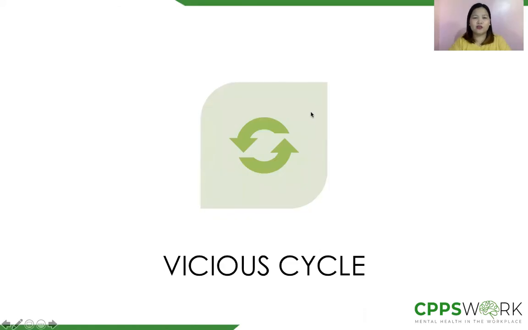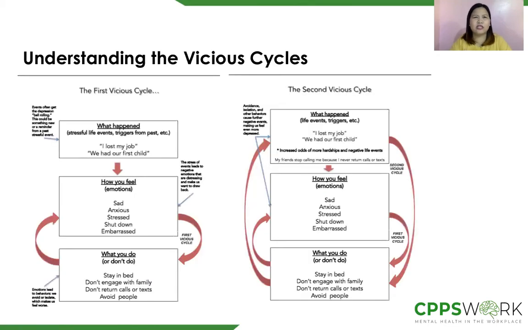Behavioral activation involves understanding vicious cycle. Okay. So yung vicious cycle, nanganganak siya, no? Okay. Here's an example. With vicious cycle number 1, the event, for example, is you lost your job. Now, because you are feeling sad, anxious, embarrassed, what you do is you isolate yourself. Okay, you stay in bed, you don't engage with family, you don't return calls or texts, and you avoid people. And because of what you do, you are actually feeling worse.